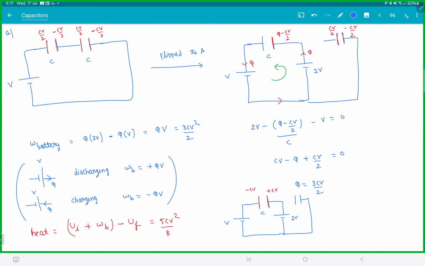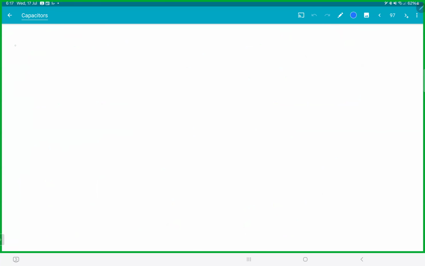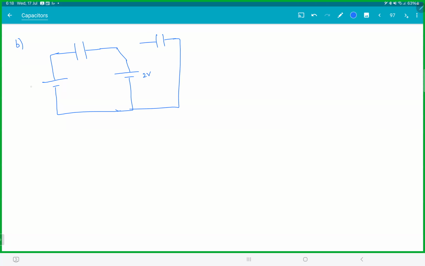Let's see. Just read out the circuit. This was plus CV, this was minus CV, this was CV by 2 and minus CV by 2. Just give me a minute.